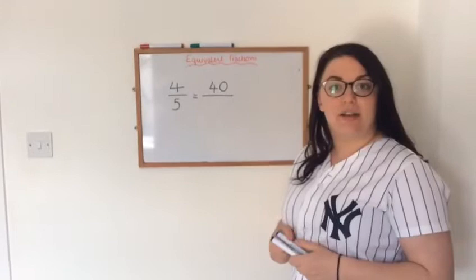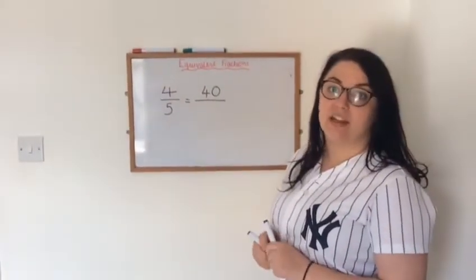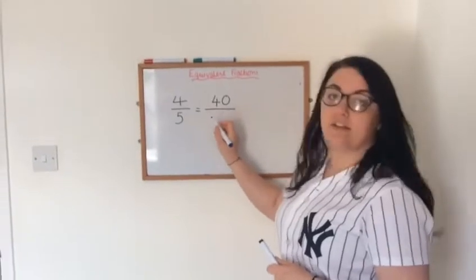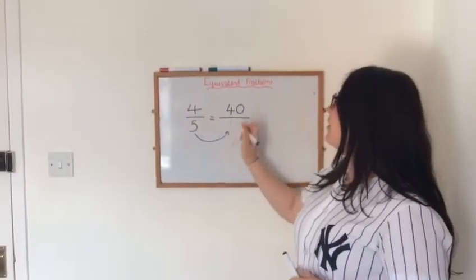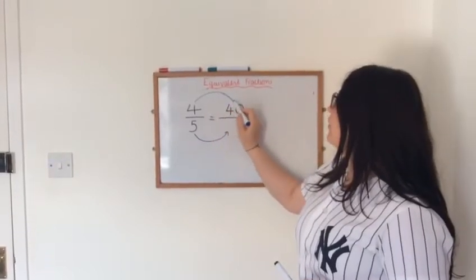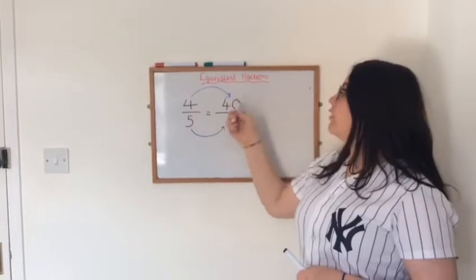Okay, Year 5, so let's see how you get on with that. So our first step is to draw our arrows to our missing number. So our missing number is a denominator here. So we're going to draw the arrow from the 5 to the missing number and copy it from the 4 to the 40. The two numbers that we know are 4 going to 40.